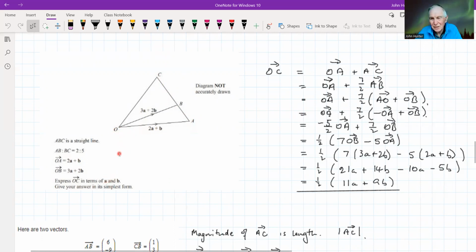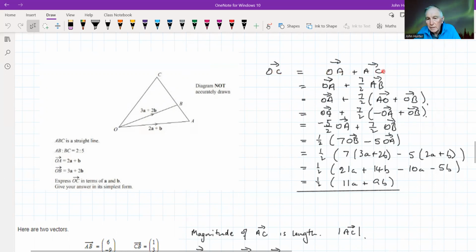But I suppose this problem could have been expressed slightly differently. They could have said point A has position vector 2a plus b, point B has position vector 3a plus 2b, and find the position vector of C, in terms of a and b. That could have been the way this problem might have been expressed. But anyway, they've not written it like that. They've written it like this. So let's have a look. We want OC. So let's work this through and just think it through.